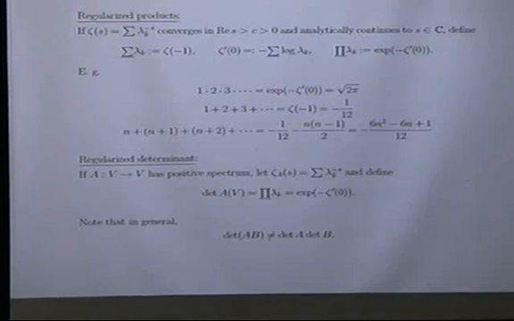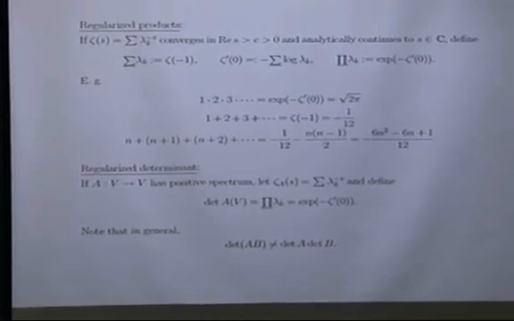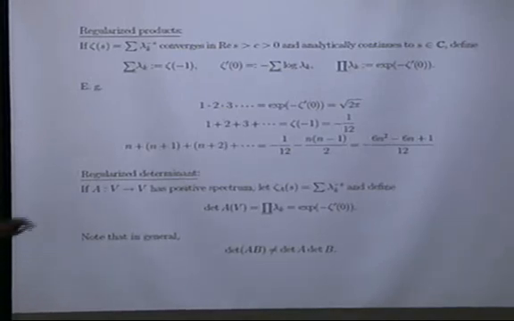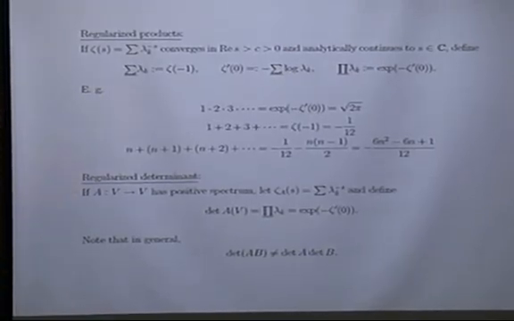The determinant of the Laplacian on a compact Riemann surface. So the Laplacian, of course, has infinitely many eigenvalues, so this has to be regularized. And there's various ways to do that. The standard way is to make a zeta function out of the eigenvalues. So you make an analog of the Riemann zeta function.